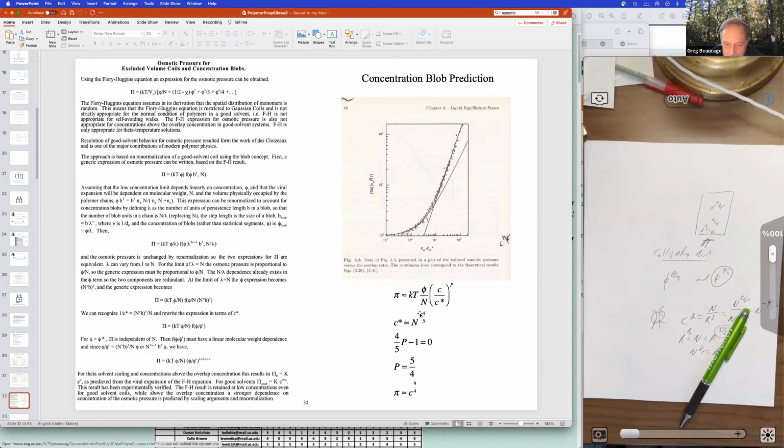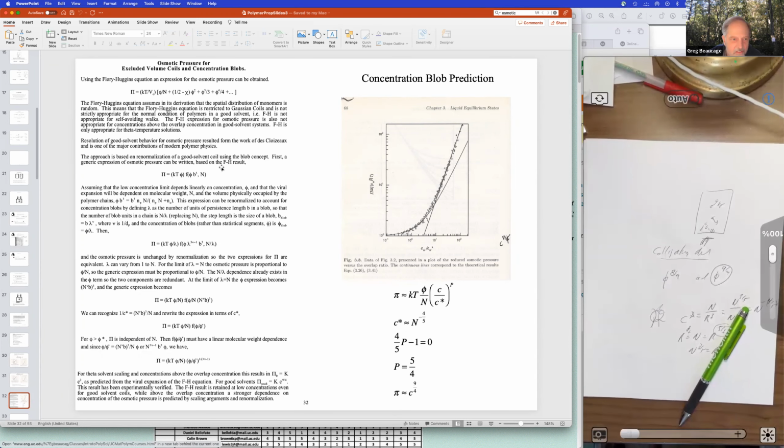Flory-Kriegbaum sees n to the -4/5. And if you say that this pi doesn't depend on molecular weight, so this should be to the power 0, then it's p times 4/5 minus 1 has to equal 0. If you solve that, you find out that p should be to the 5/4, and if you plug that back in here, then you end up with pi to the 9/4, which is what's seen in the plot.